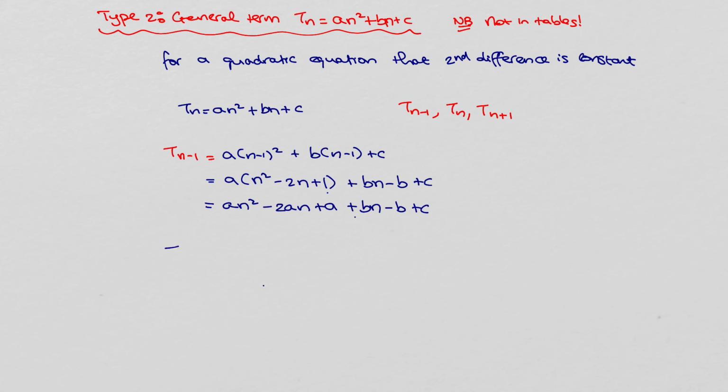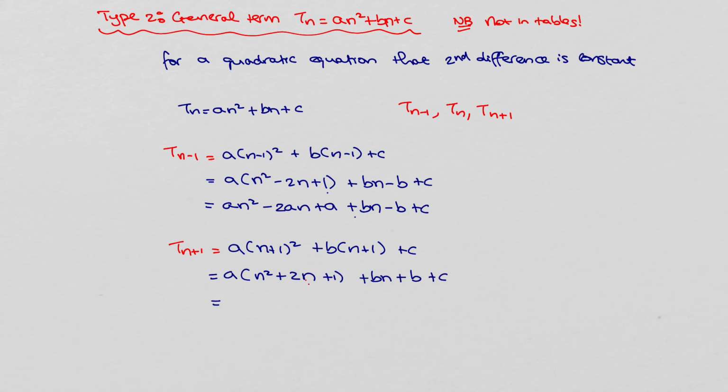And then if I write down t of n plus 1, so again, wherever there's an n, we'll put n plus 1 this time. And that gives us a times n squared plus 2n plus 1, bn plus b plus c. So that's an squared plus 2an plus a plus bn plus b plus c.